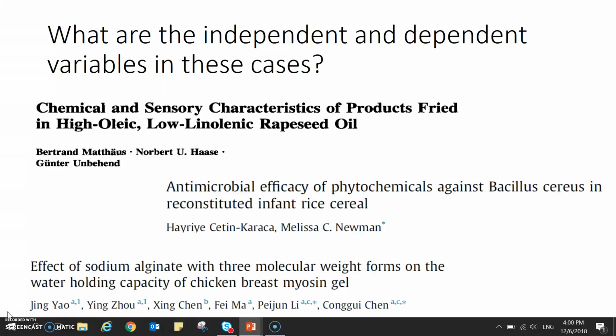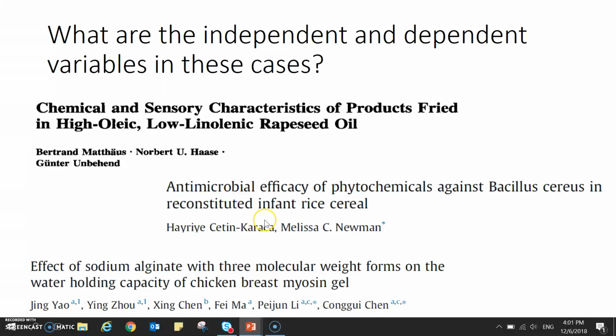In the first example, chemical and sensory characteristics of products fried in high oleate, low linoleic rapeseed oil. What is the variable involved? The independent variable in this case is the type of oil, because you are manipulating that. And the outcome variable or dependent variable is the chemical and sensory characteristics, because this is what you are measuring.